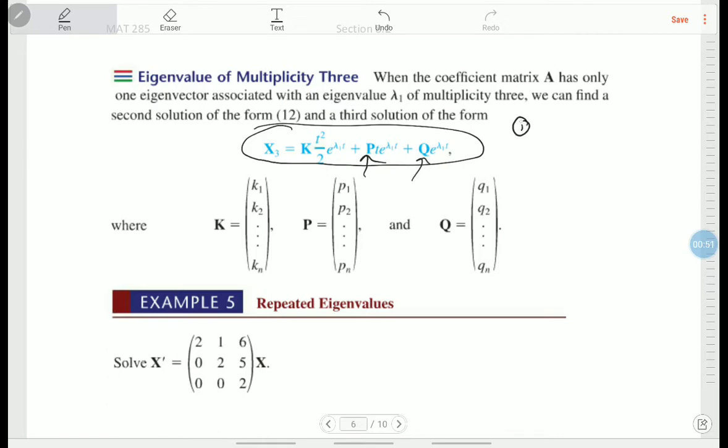So let's talk about the process we're going to use here. We're going to go through, find the eigenvalue, find the eigenvector. That's going to give us our first solution, x1. Then we're going to go through and we need to find a p-value. And we can find that p-vector by solving this. Remember, lambda is the eigenvalue, k is the eigenvector. And then once we have that, then we're going to set up another system. And we're going to find this q vector.